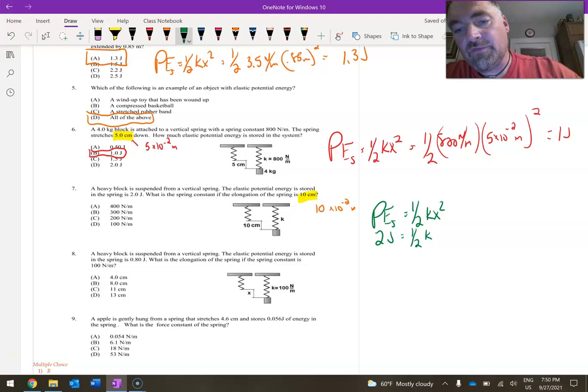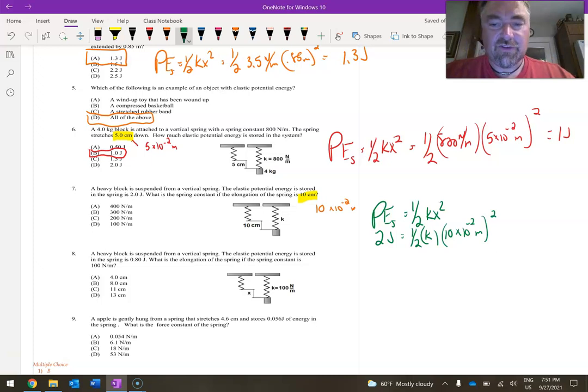1/2, we're looking for the spring constant, and we know that our x is going to be 10 times 10 to the negative second meters. Don't forget to square it. Remember, we have to be in meters in order to do this. If our energy is in joules, we have to be in meters. And so for this one, when we solve this out, we should get right around 400 newtons per meter. So K is equal to 400 newtons per meter. So choice A.